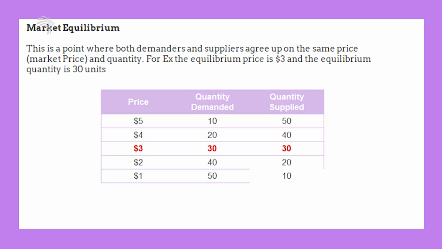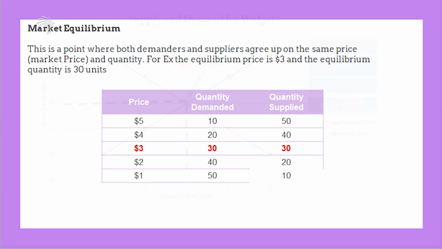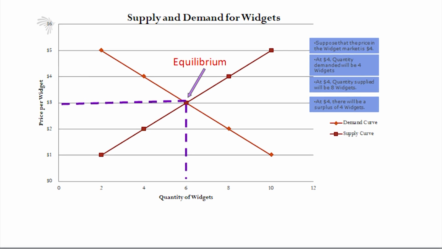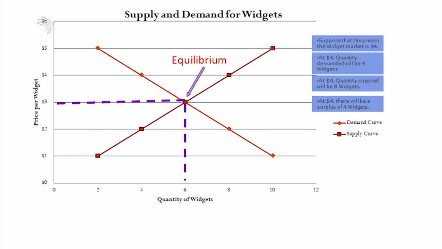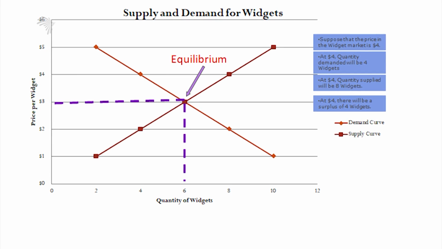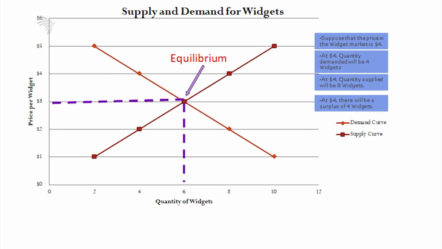Graphically, equilibrium is a point where the demand and supply curves cross. As you can see from the diagram, the point where they cross is called equilibrium. If we go to the price axis or the y-axis, that price is called the market price or equilibrium price. If we go to the x-axis or the quantity axis, that quantity is called the equilibrium quantity.